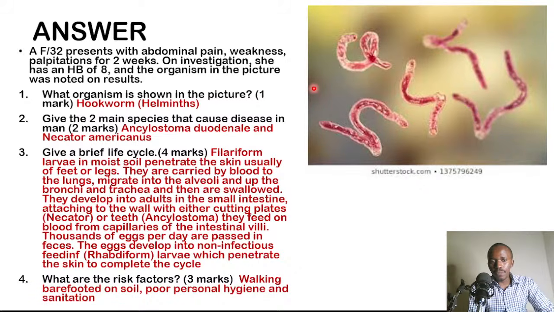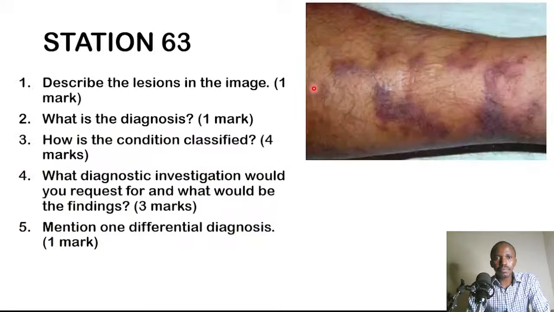Then, what are the risk factors? You have walking barefoot, especially in moist soil, and poor personal hygiene. Even sanitation is a huge risk factor.